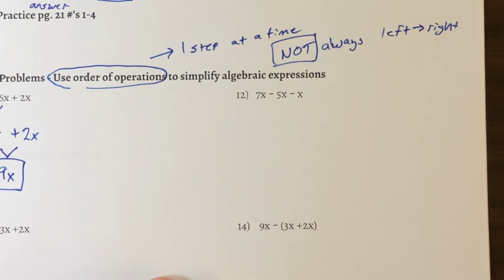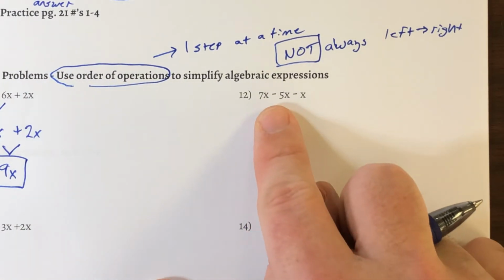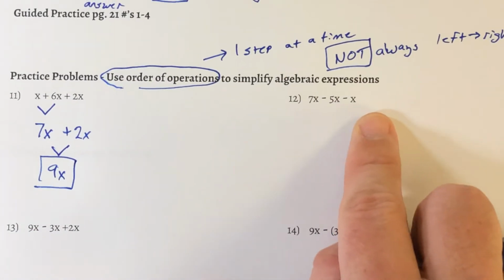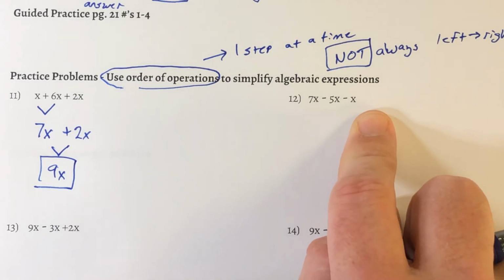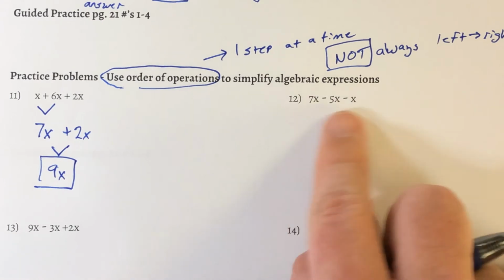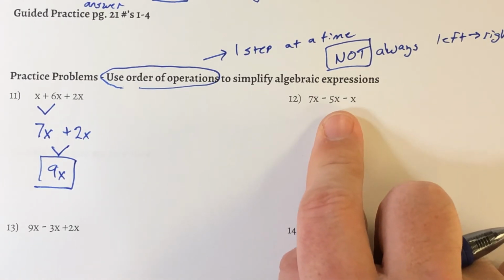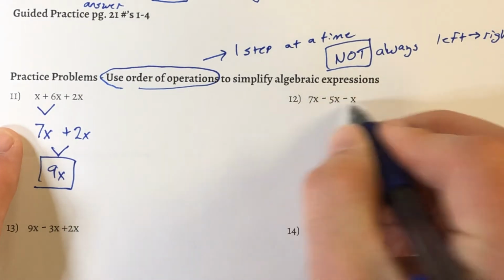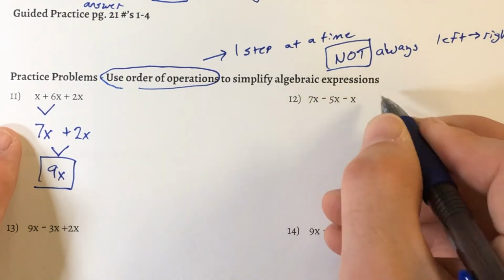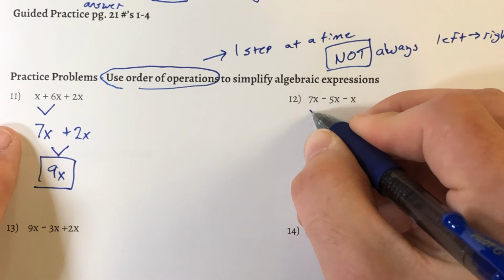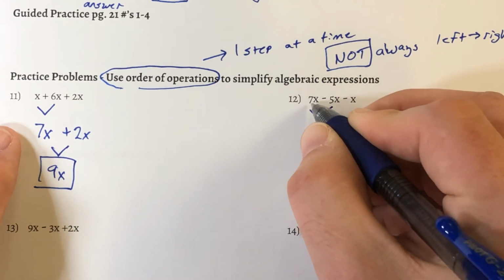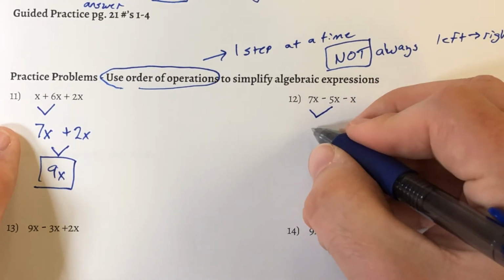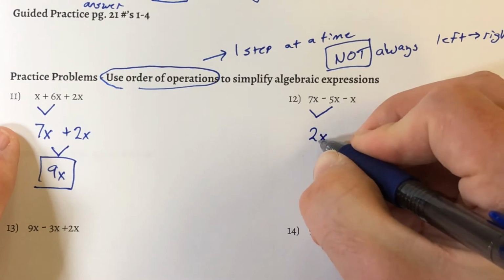Next example, 7x minus 5x minus x. Definitely with subtraction, it's important that you work step by step. Don't try to do it all at once. You'll make a mistake. So, no parentheses, no exponents, no multiplication or division. There's addition or subtraction. So I'm going to work it left to right, whatever I see first. 7x, take away 5x, you're going to get 2x.